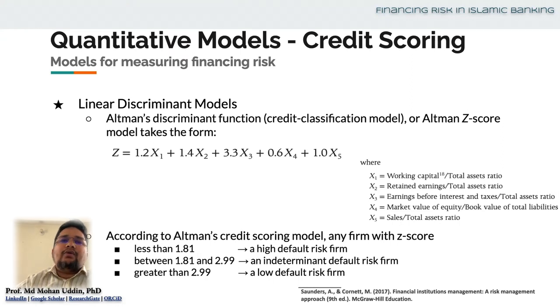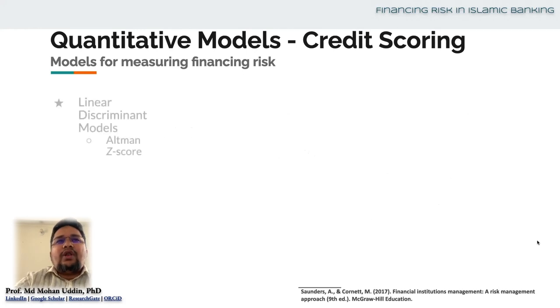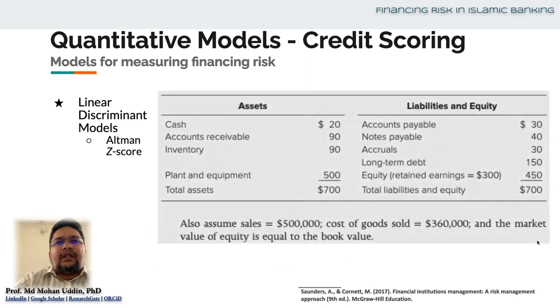So we may need information from the capital market as well as from the income statement and also from the balance sheet. In this example, you can see that we only have the balance sheet here, but the other information is already given separately. The sales revenue of the company is $500,000. Cost of goods sold is $360,000, and the market value of equity is equal to the book value. Okay, so that is good.